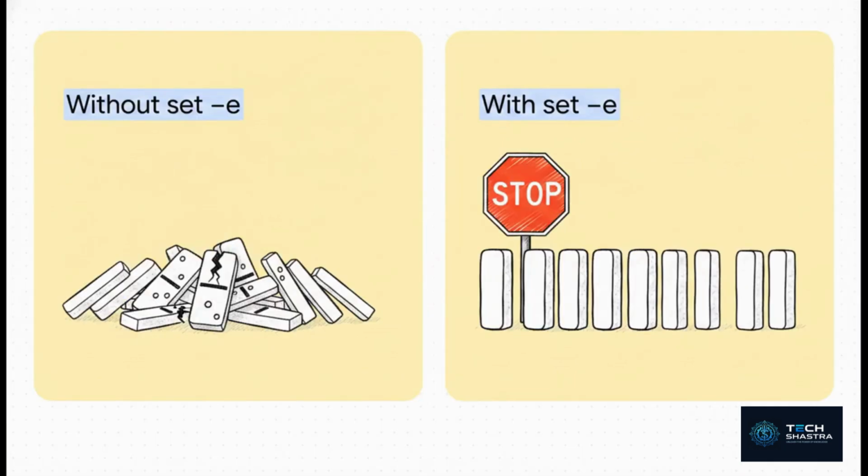Now this is a crucial point. What happens when things go wrong? See, without any error handling, a script might fail on the very first step but just keep on running, which can lead to really weird and unpredictable results. But by adding this one line, set -e, to the top of your script, you're telling Bash, hey, stop immediately if any command fails. It is such a simple, powerful line that can save you from huge headaches down the road.